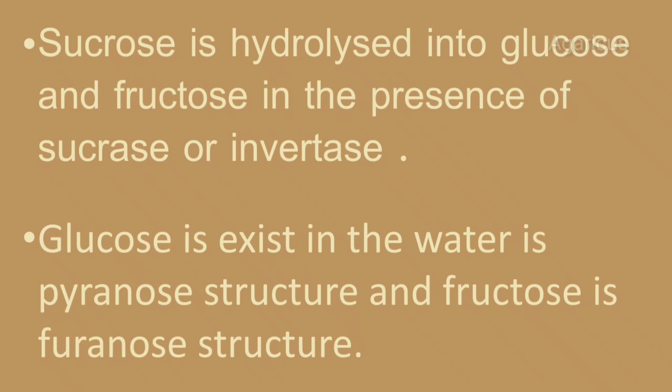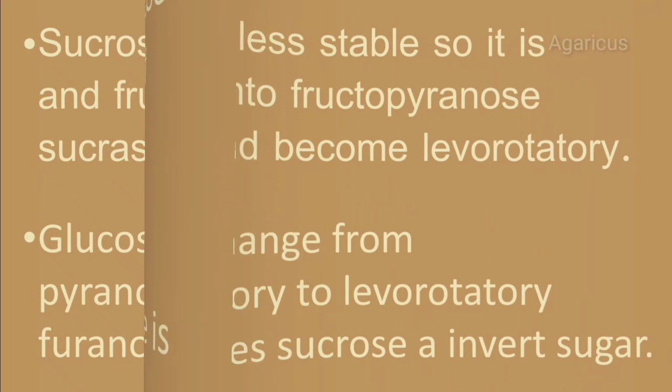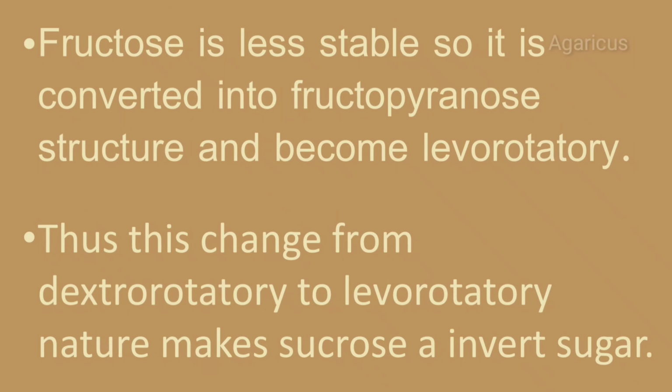Sucrose is hydrolyzed into glucose and fructose in the presence of the sucrase or invertase enzyme. Glucose exists in water in the pyranose structure and fructose in the furanose structure. Fructose is less stable in the furanose structure, so it is converted into the fructopyranose structure and becomes levorotatory. Thus, this change from dextrorotatory to levorotatory nature makes sucrose an invert sugar.